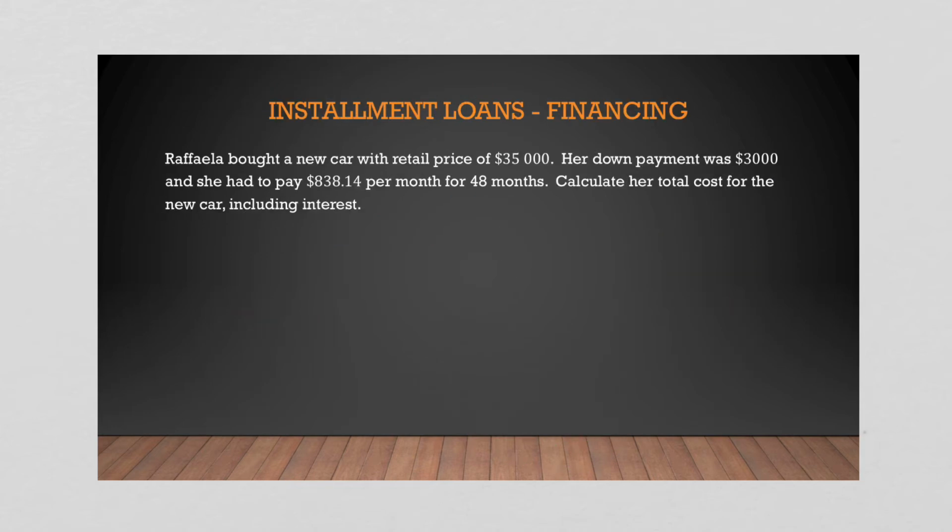So those are annuities. And now we're going to look at what's called financing or installment loans. These are the types of loans you'll get where you'll have to pay back the loan over a specified amount of time.